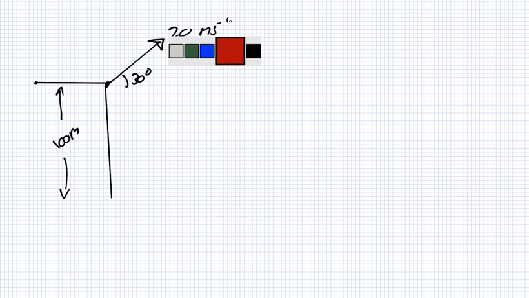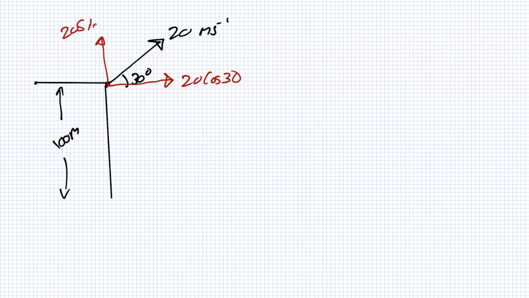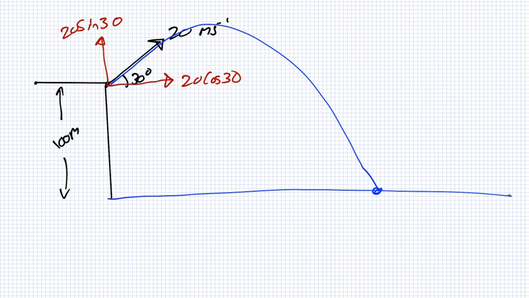So, like before, this has two components: a horizontal, which is 20 cos 30 meters per second, and a vertical, which is 20 sin 30. And in fact, we only care about the vertical because we're looking for the time it takes to hit the ground, so we just want to know how long until it gets to ground level.